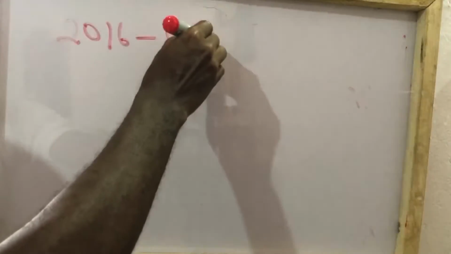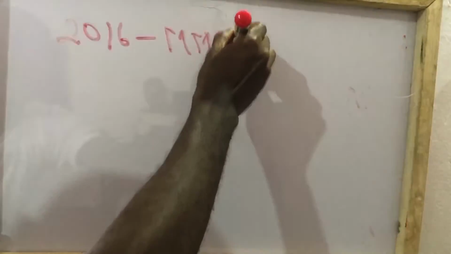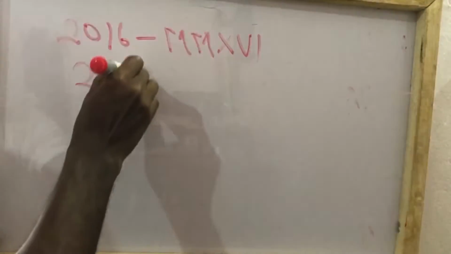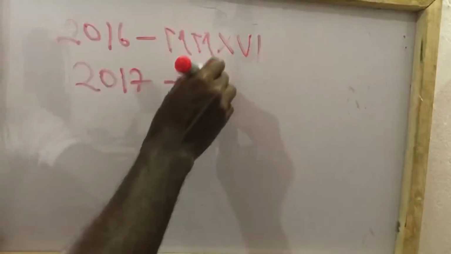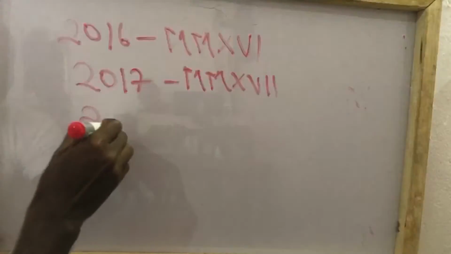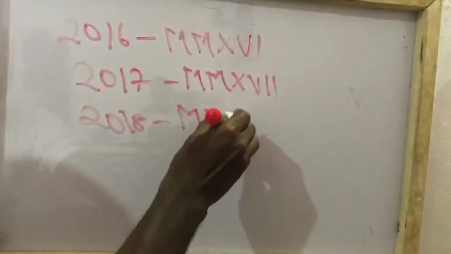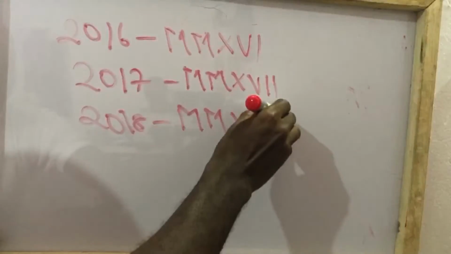So it remains 2016 to 2020. Here we're going to stop. 2016 will be MMXVI. 2017 will be MMXVII. 2018 will be MMXVIII.